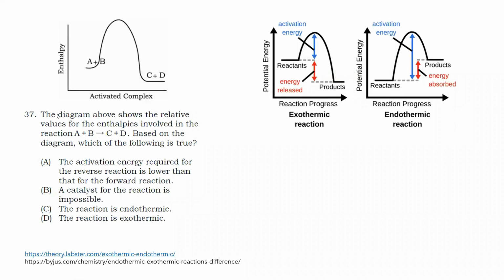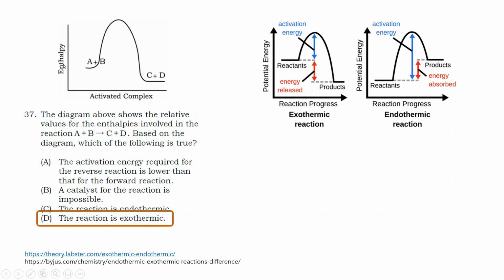Number 37, the diagram above shows the relative values for the enthalpies involved in the reaction. A plus B will become C plus D. Based on the diagram, which of the following is true? So, yung correct answer dito is letter D, the reaction is endothermic.